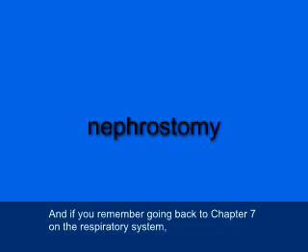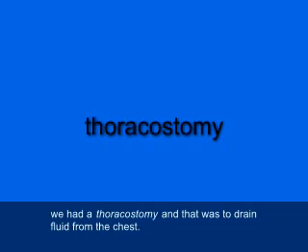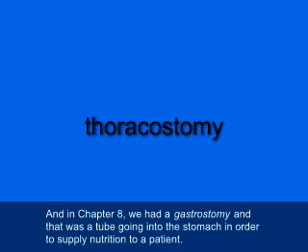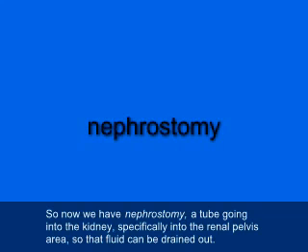And if you remember going back to chapter 7 on the respiratory system, we had a thoracostomy, and that was to drain fluid from the chest. And in chapter 8, we had a gastrostomy, and that was a tube going into the stomach in order to supply nutrition to a patient. So now we have the nephrostomy, a tube going into the kidney, specifically into the renal pelvis area, so that fluid can be drained out.